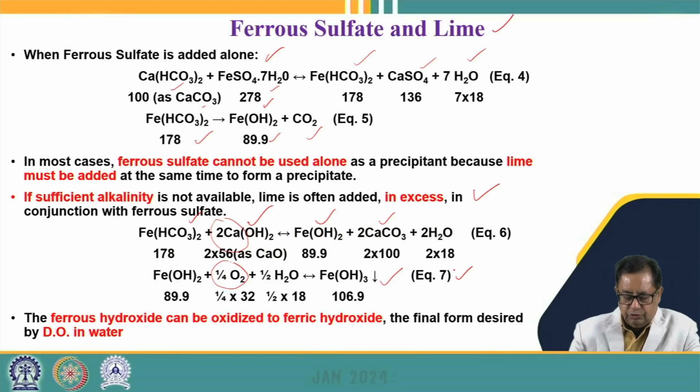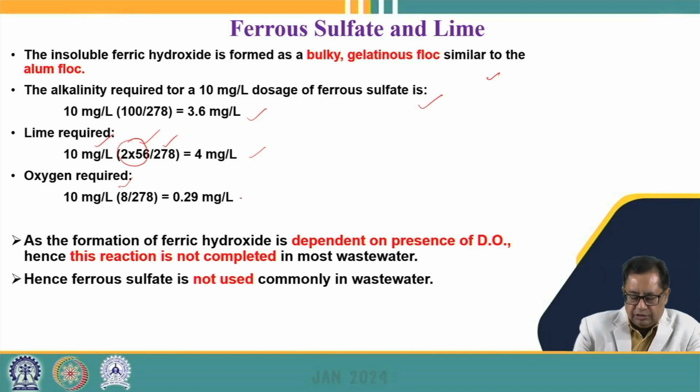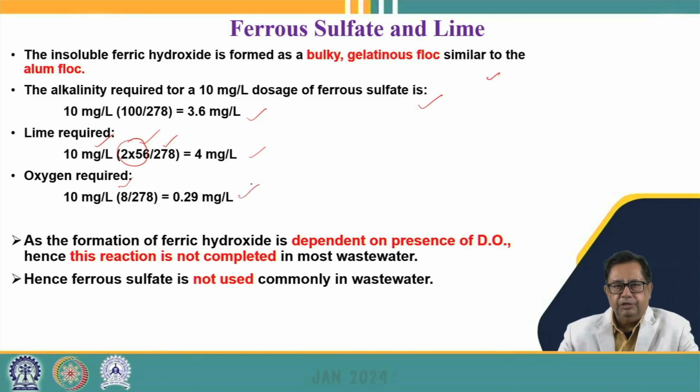This equation gives you the value of the oxygen that is required for conversion of ferrous hydroxide into ferric hydroxide. Here it comes out to be 0.29 milligrams per liter. The formation of ferric hydroxide is very much dependent upon the presence of dissolved oxygen, and hence if the wastewater does not contain any DO or the DO is minimal, this reaction will never be completed. This means there are a lot of limitations for ferrous sulfate to form the precipitate as ferric hydroxide, and it is generally not used in wastewater treatment.